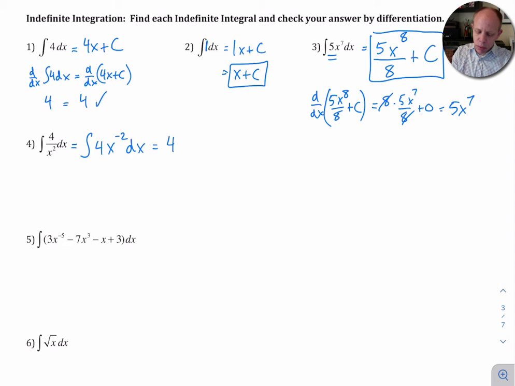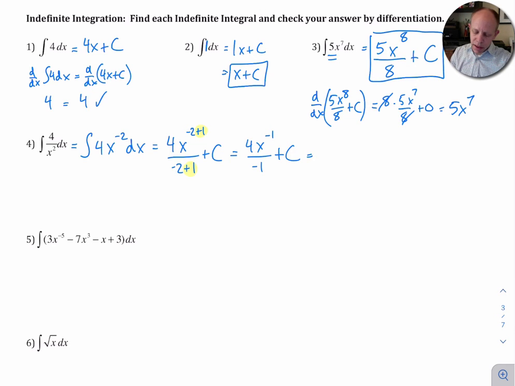We'll keep the constant multiple of 4. We'll add 1 to that exponent, so we get negative 2 plus 1. We'll divide by the new exponent, negative 2 plus 1. Now, you don't actually have to show that plus 1 every time. I just did, so you know where it came from. And so this will be 4x to the negative 1 over negative 1. Ooh, and don't forget the plus c. Got to have that plus c in there. Technically I should have put it right here for this to be correct.